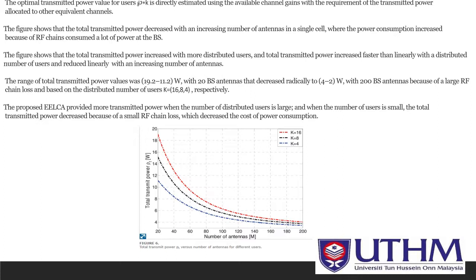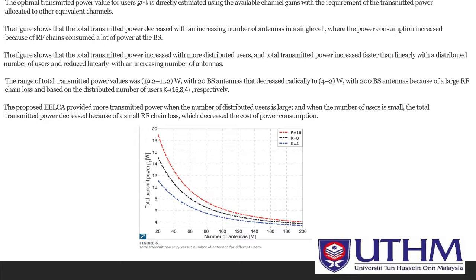Also, the figures show that the total transmitted power increased when there were more distributed users, and the total transmitted power increased faster than linearly with the number of distributed users and reduced linearly with an increasing number of antennas. The range of total transmitted power value was 90.2 minus to 11.2 watt with 20 BS antennas, which decreased radically to 4 minus 2 with 200 BS antennas because of large RF chain loss, based on the distributed number of users K, 68 and 4 respectively.